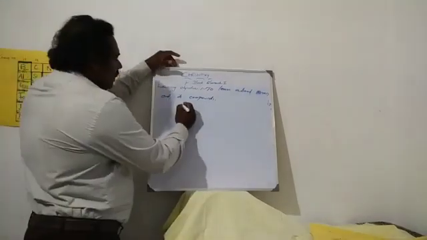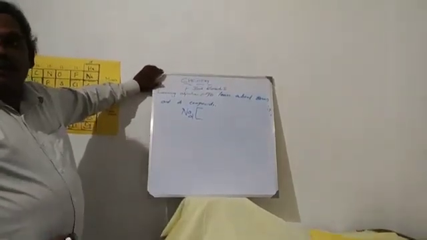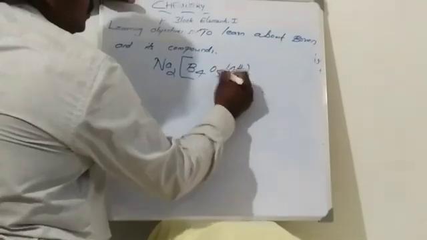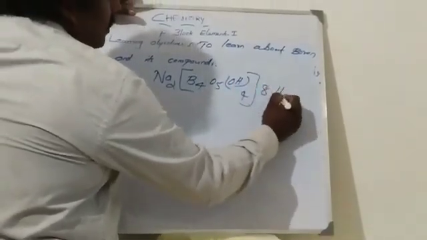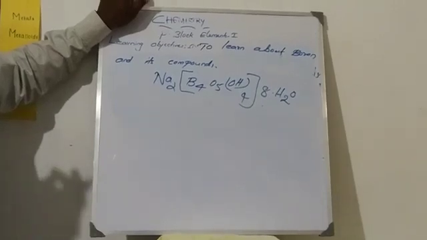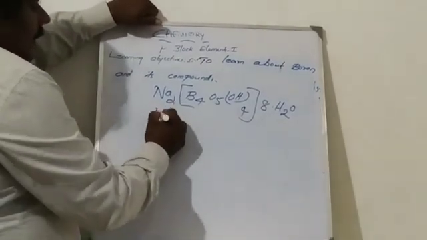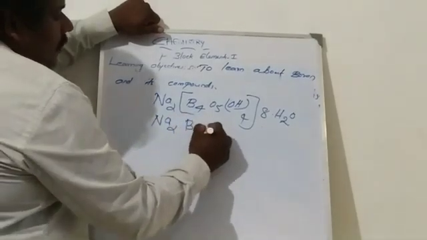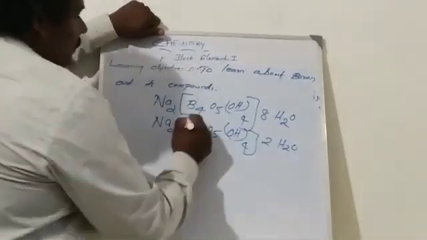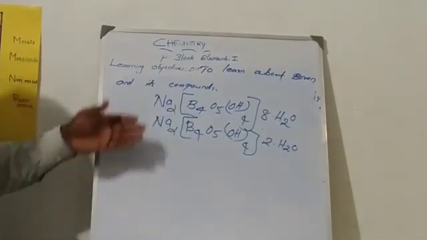The formula is Na2B4O5(OH)4·8H2O. This is the formula for borax. And kernite is Na2B4O5(OH)4·2H2O. This is the chief ore of boron.